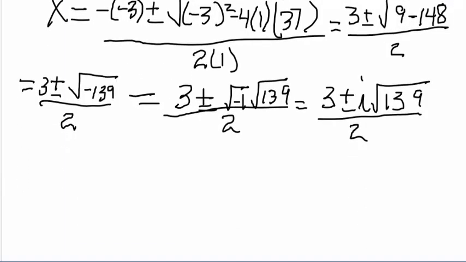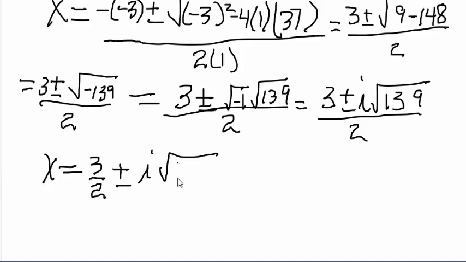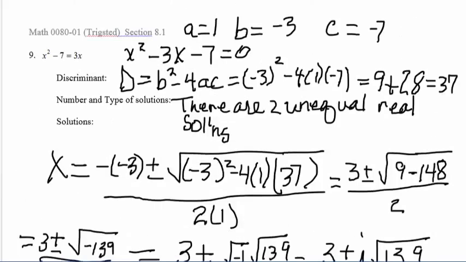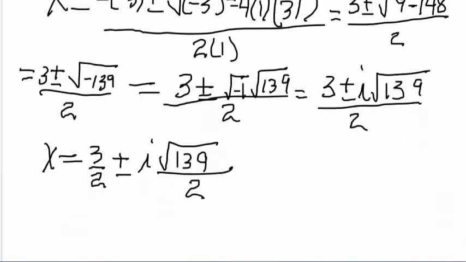And it's good form. So this is what our x equals. And it is good form to put the 2 under the 3, and to separately put the 2 under the i times the square root of 139 over 2. Okay, so those are my solutions. And we said there would be two.